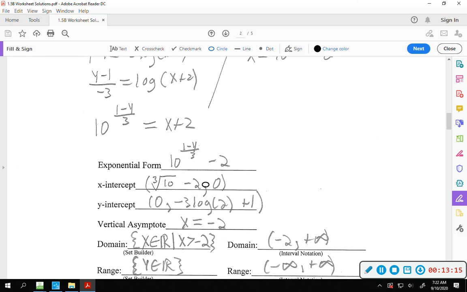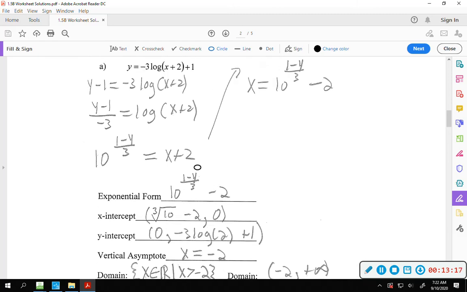The x-intercept, you plug in 0 for y. Good thing we did all this. This makes it easy to plug in 0 for y. Plug in 0 for y, you get 1/3. 10 to the 1/3 power is the same thing as the cube root of 10 minus 2.